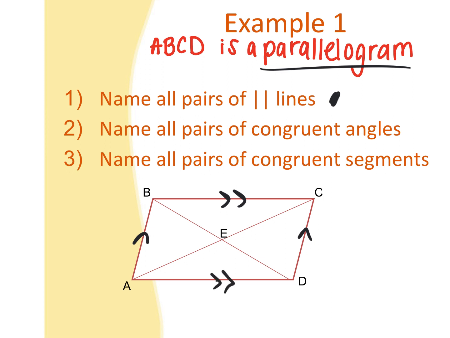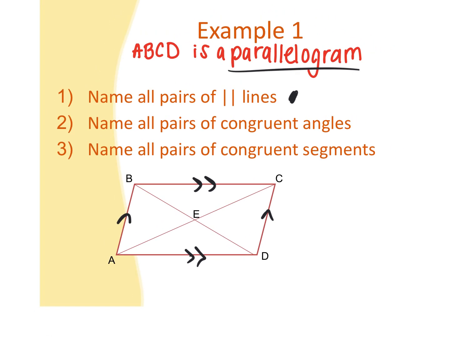Is there anything else that must be parallel here? CE and AE. I disagree though, because don't they intersect at E? AC and BD. Nope, those intersect at E. Are there any other parallel sides? No, those are the only ones, okay? So we're done with number one.